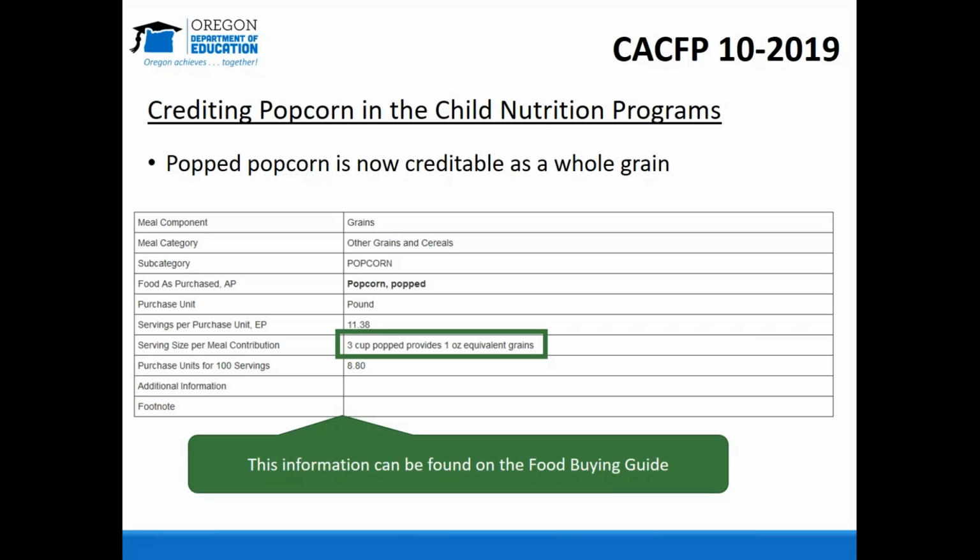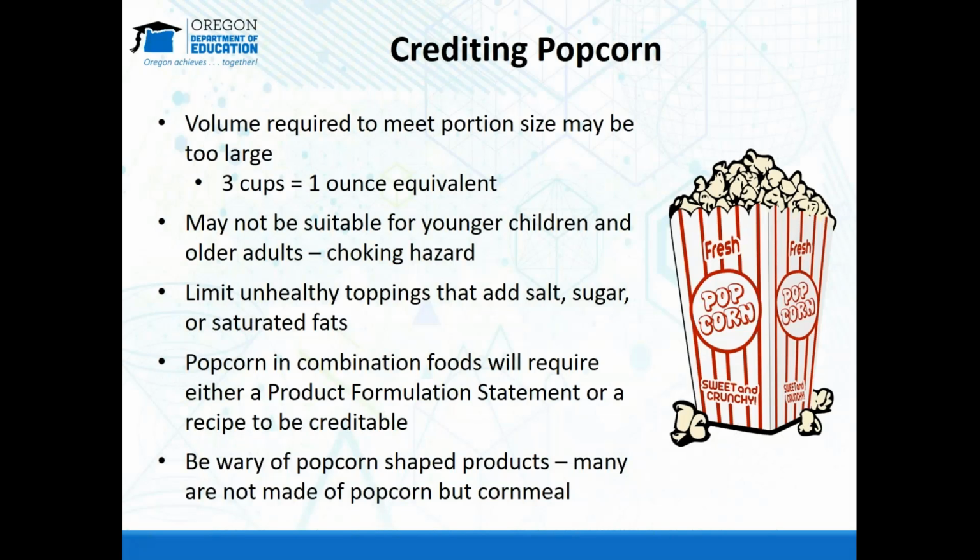To serve an adult participant popcorn at lunch and to have a credit, you will need 6 cups of popcorn. That would be a movie theater size container of popcorn just for that minimum portion size. So keep in mind that while popcorn is now creditable, the minimum portion served may not be realistic for your program or certain participants in your program.